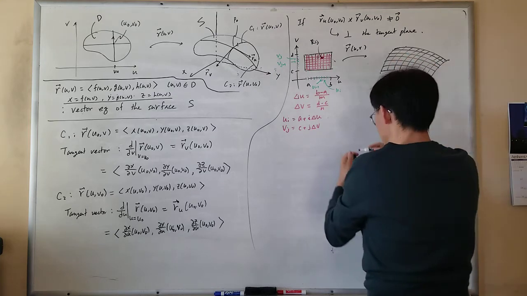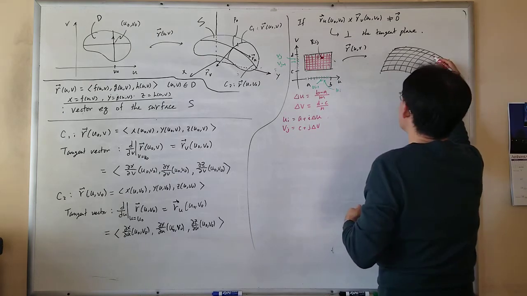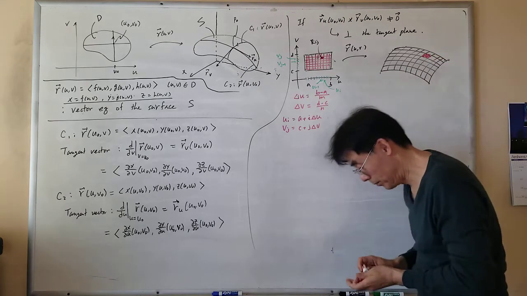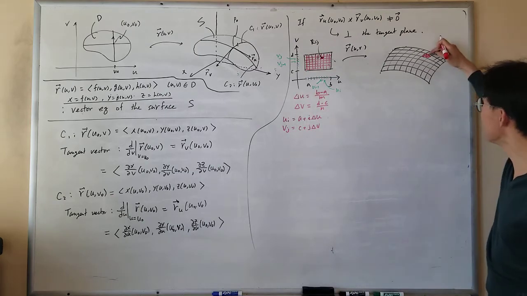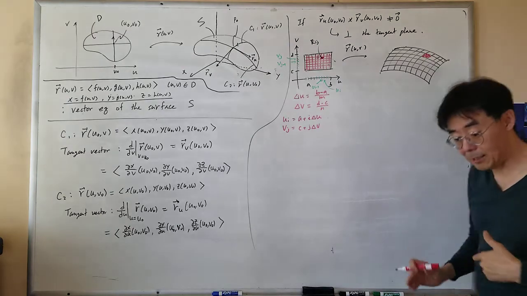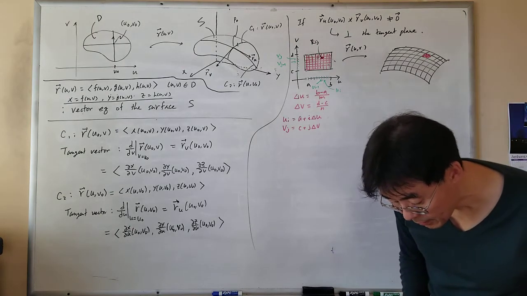Right? So let's say that Iij will be going into here. Okay? So we want to find the area of Iij's patch of the surface and then add them up.